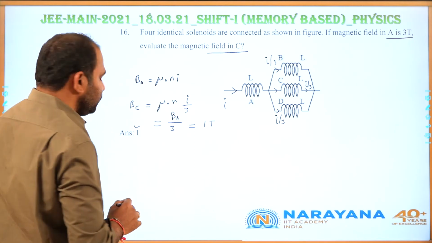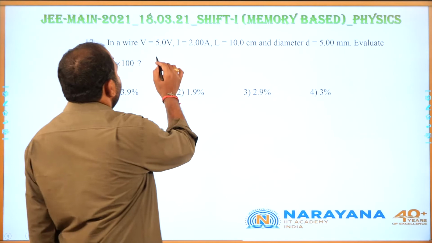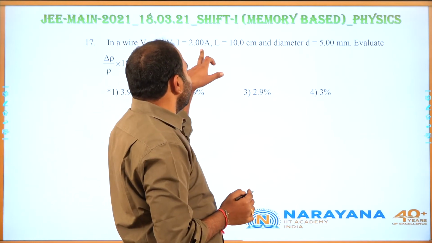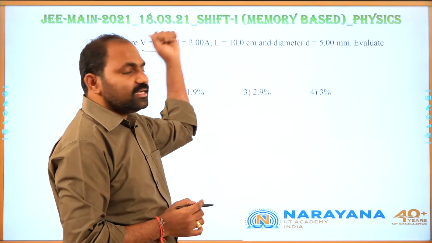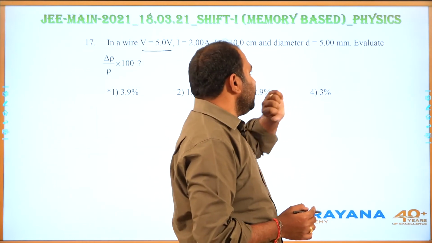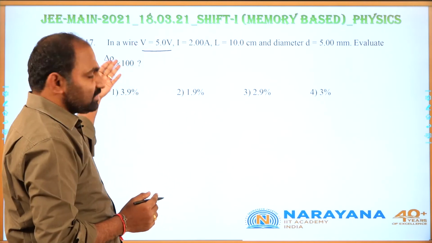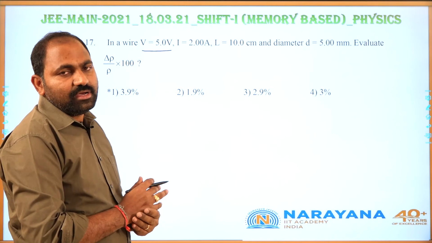Let us go to the 17th question. In a wire, 5 volts of voltage is applied. Current flowing given is 2 amperes. Length of wire 10 centimeter and diameter 5 millimeter. He is asking to evaluate delta rho by rho into 100, meaning the percentage error in the calculation of resistivity of the wire.